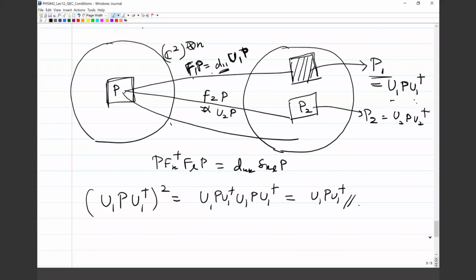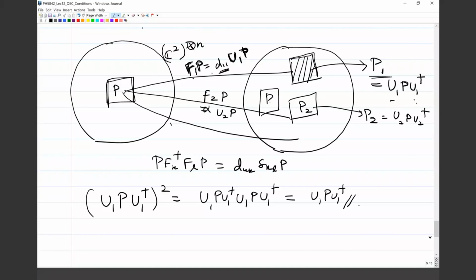Does this answer your question, Sriram? Yes, ma'am. So here F1 is the error that takes it from the initial code space P to a space that is P1, a different space, not the code space anymore, right? The code space is still P. Yes. Okay, got it.